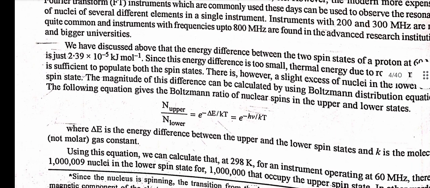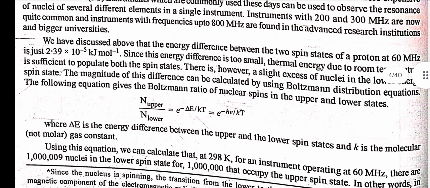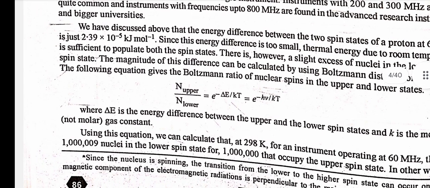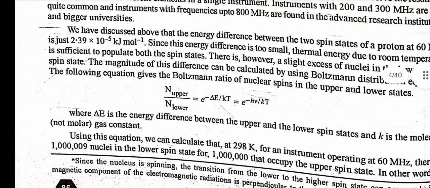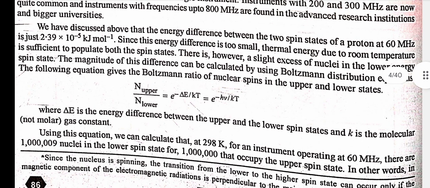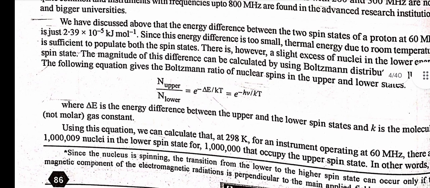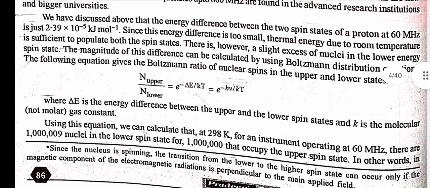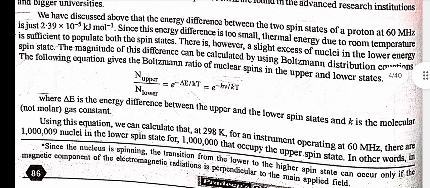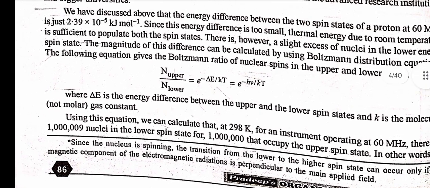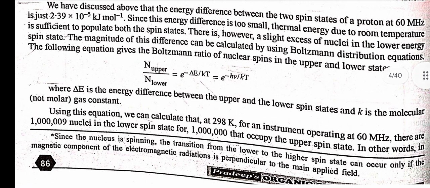We have discussed above that the energy difference between the two spin states of a proton at 60 MHz is just 2.39 × 10^-5 kJ mol^-1. Since the energy difference is too small, thermal energy due to room temperature is sufficient to populate both the spin states. There is, however, a slight excess of nuclei in the lower energy spin state. The magnitude of this difference can be calculated by using the Boltzmann distribution equation.